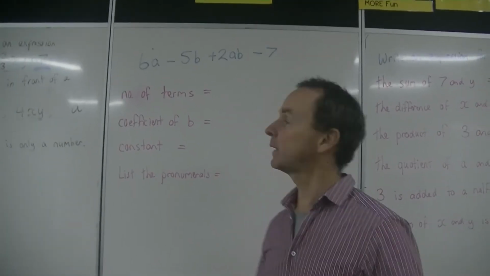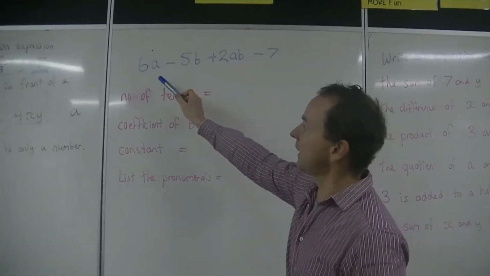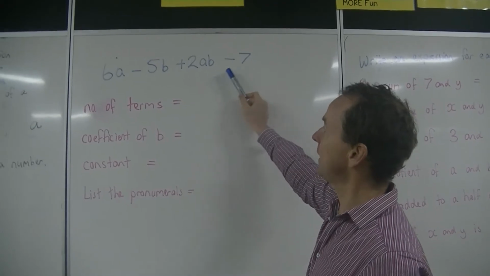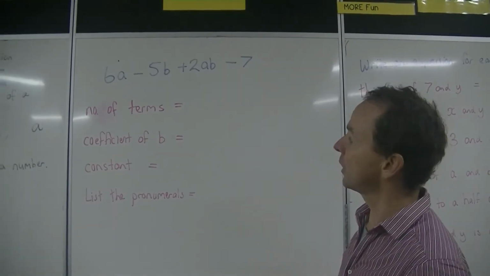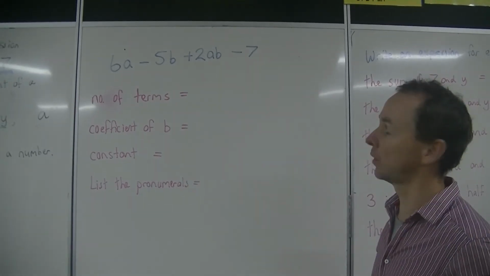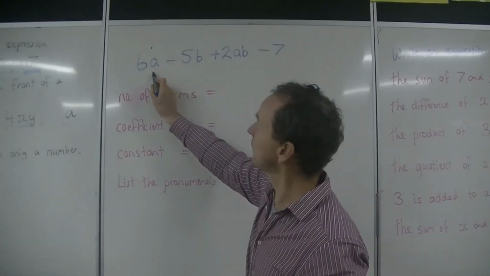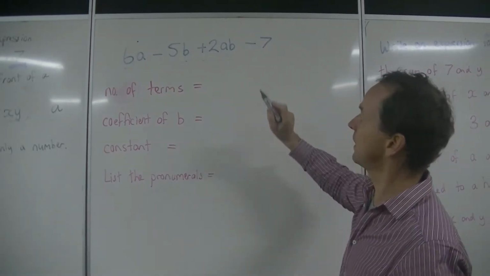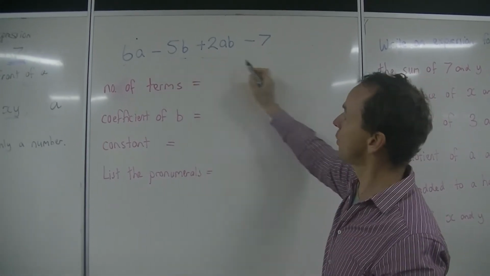Alright, let's do an example here. So we've got an expression up here: 6A minus 5B plus 2AB minus 7. So, question is, how many terms are there? The number of terms. So let's have a look. There's one term there. Minus 5b is the second term. Plus 2ab minus 7. So there are 4 terms there.